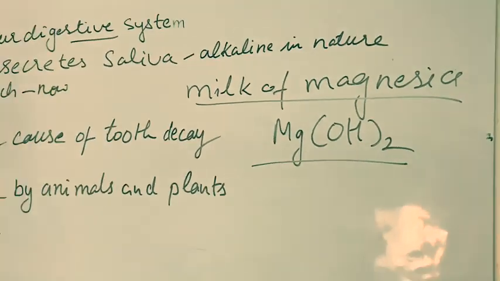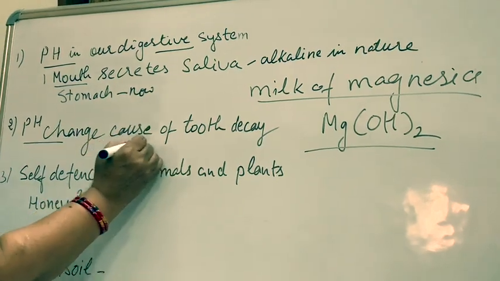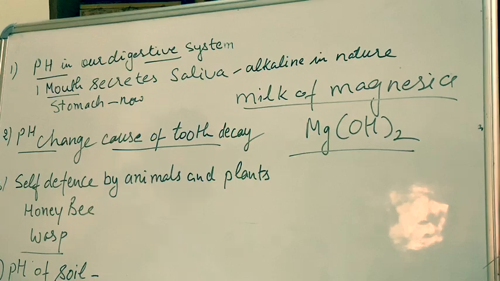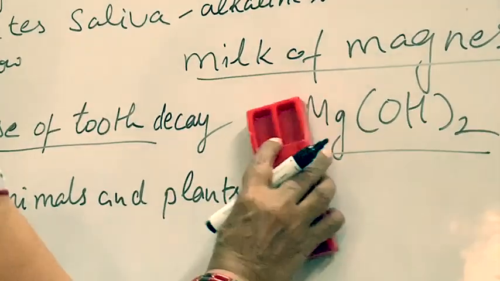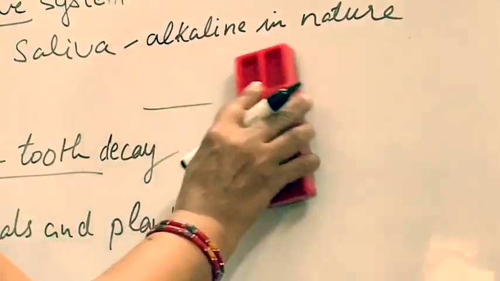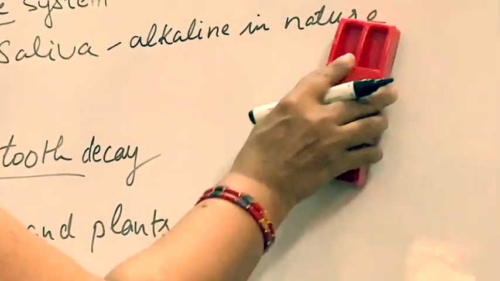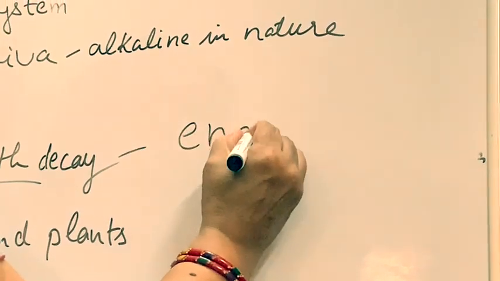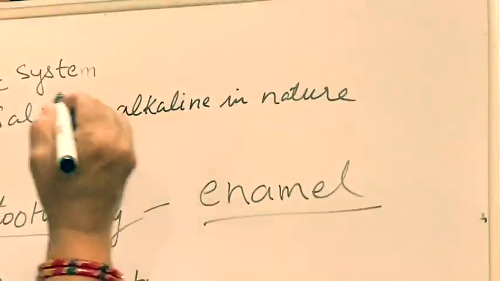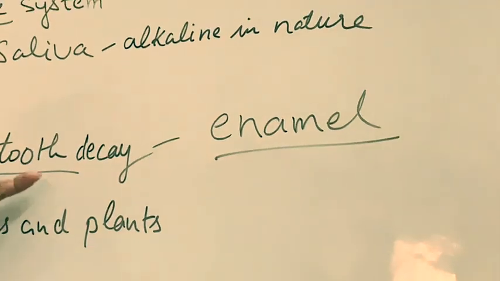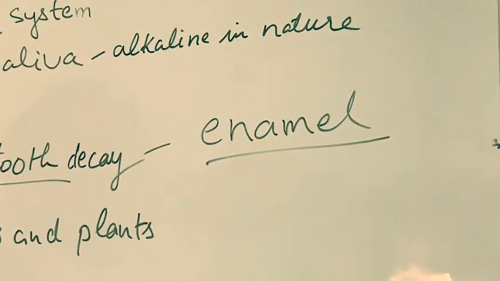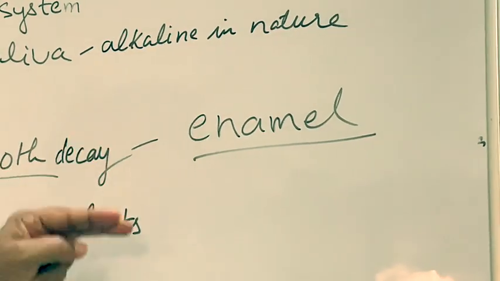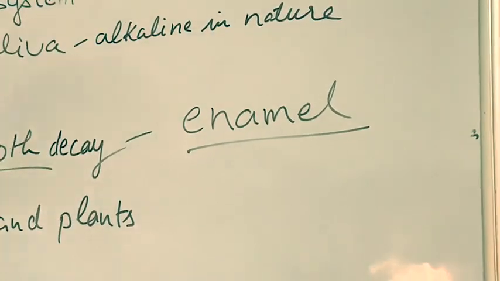Next, the importance of pH change: it causes tooth decay. How? When we eat food, some of it remains stuck in our teeth. The teeth are made of the hardest material, known as enamel. Now if the food stays for quite long and we don't brush properly, this food starts decaying, and when bacteria break it down, they release some type of acid.